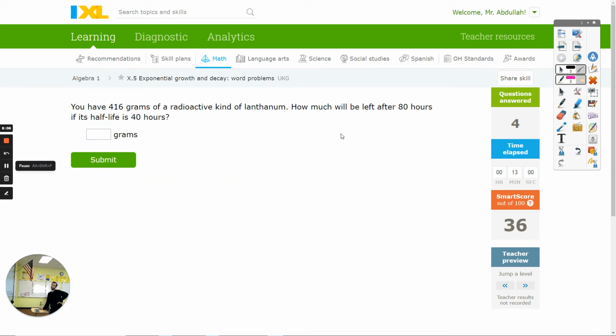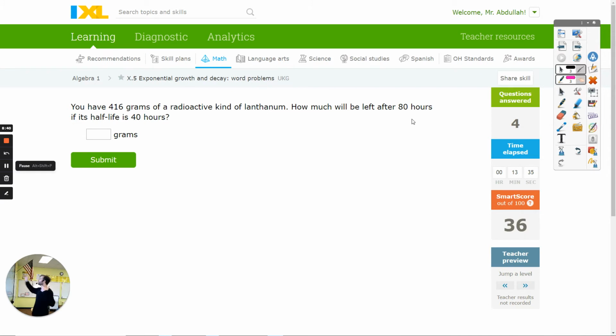Oh, let's do this one because I think this is okay. This is kind of the opposite of the other question that we just finished. You have 416 grams of a radioactive lanthanum. How much will be left after 80 hours if its half-life is 40 hours? This time it is going to be halved every 40 hours. After 40 hours, we are going to have half of the original amount, and then after 80 hours, that amount is going to be halved as well.